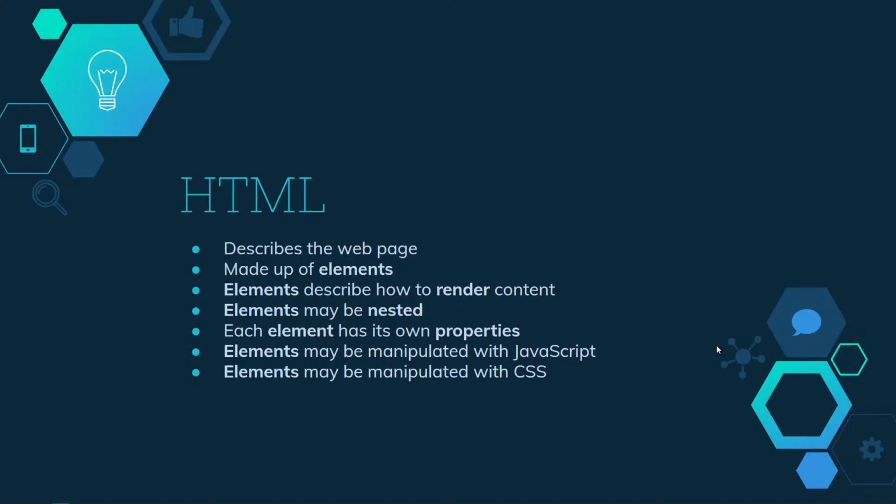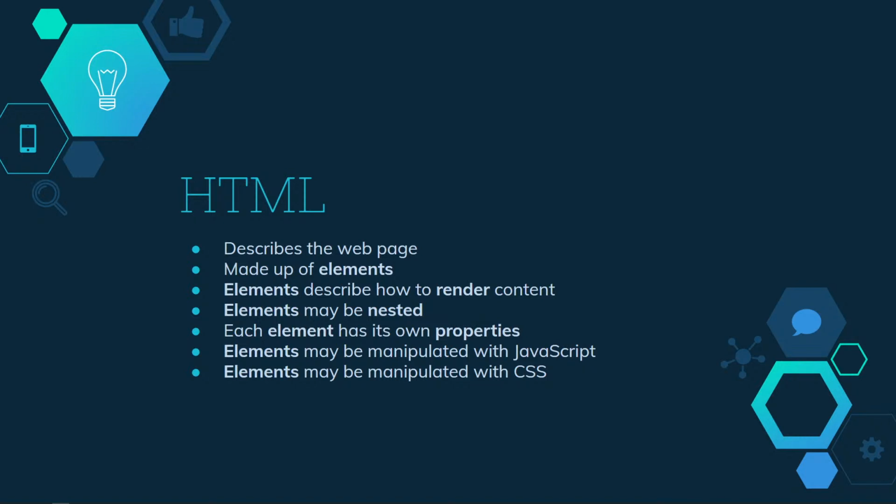So again, HTML just describes a web page, and the way we talk about HTML is that it's made up of elements. I'm going to be saying that again: the HTML element this, the element that. So every time you hear the word element, just know it's a part of HTML. It's the thing that makes up the entire thing. So elements just describe how to render content. How do you render specific content?